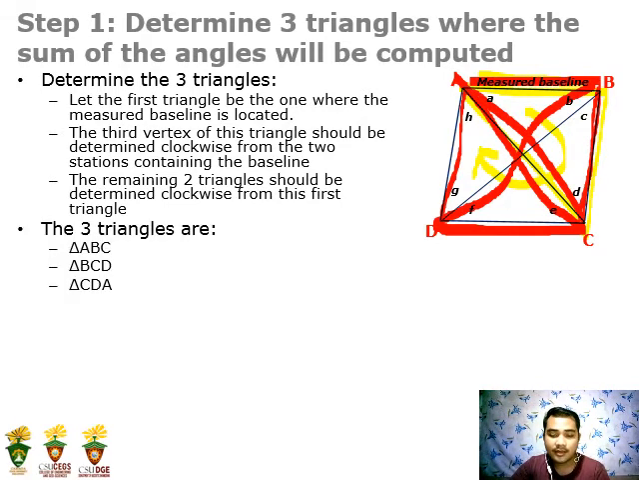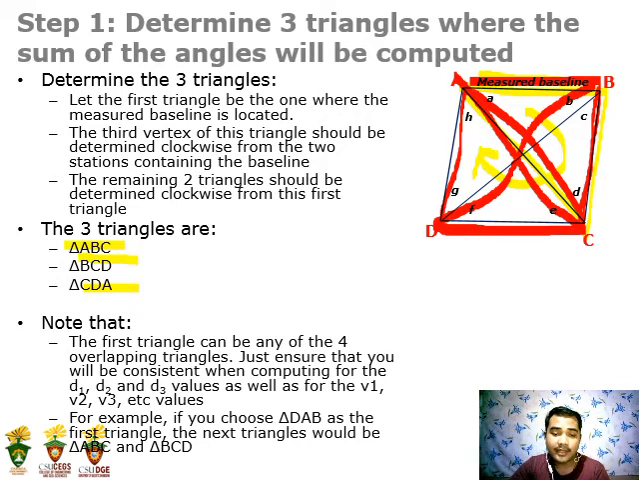The three triangles are ABC, BCD, and CDA from the figure. Note that the first triangle can be any of the four overlapping triangles. Just ensure that you will be consistent when computing the D1, D2, and D3 values, as well as the V1, V2, and V3, etc. For example, if you choose DAB as your first triangle, the next triangles will be ABC and BCD. So basta clockwise lang siya, depende na sa imong first triangle.